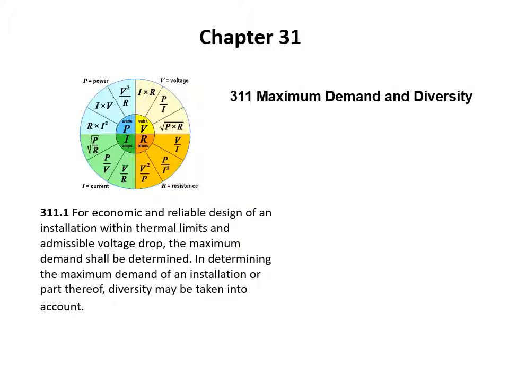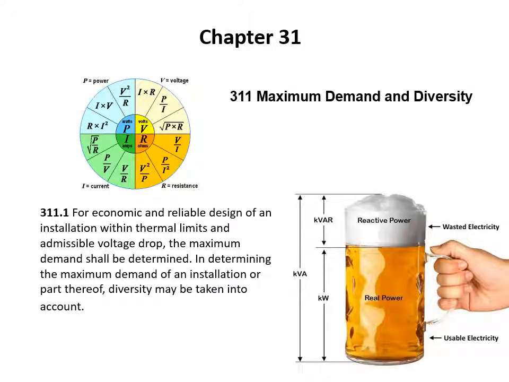So, chapter 31 then, 311, maximum demand and diversity. We have to design our system to be reliable and economical in running. So it's got to be installed within thermal limits and admissible voltage drops. We've got to select the correct cables and maximum demand needs to be determined. If we don't know the maximum demand, we can't inform our suppliers as to how big a supply we may require. So determining maximum demand involves looking at diversity as well and of course potential power factor issues within the system. Power factor, of course, being the reactive power, the froth on the top of the beer, the bit of the electricity we pay for but we don't actually use.